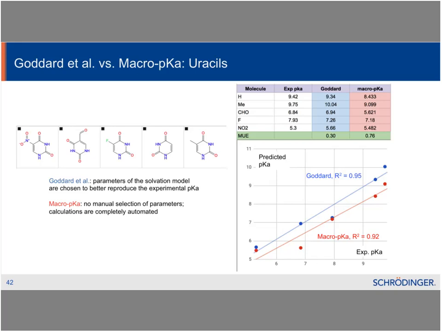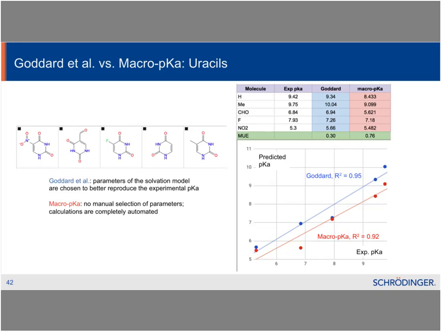The Goddard results are a little better than ours, but the correlation of Goddard and co-workers and our correlation are actually very good. Our correlation is 0.92, and the mean unsigned error is 0.76. This is not perfect, but I believe that this should be a fairly respected result, because it's below 1 for molecules as complicated as this, prone to tautomerism, considering the number of underlying calculations that are done here. This is impressive. 0.76 is a good result.